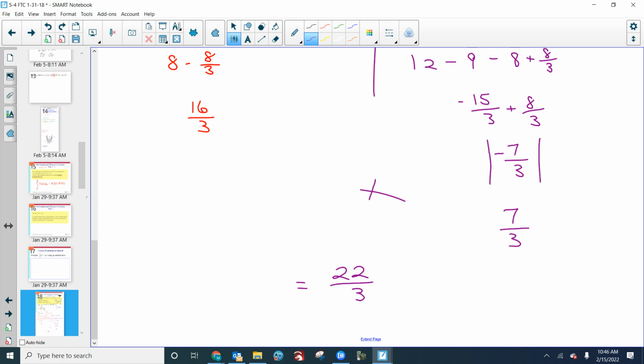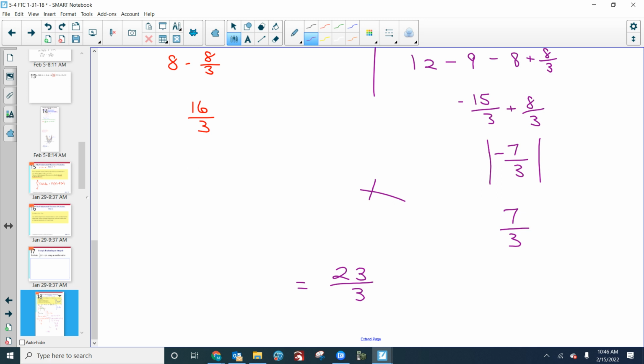22/3. No, wait, hold on. 23/3. My bad. 23/3. That is not the integral from 0 to 3. That would be combining the positive and negative and getting a net area. This is something you only do when they tell you to find total area.